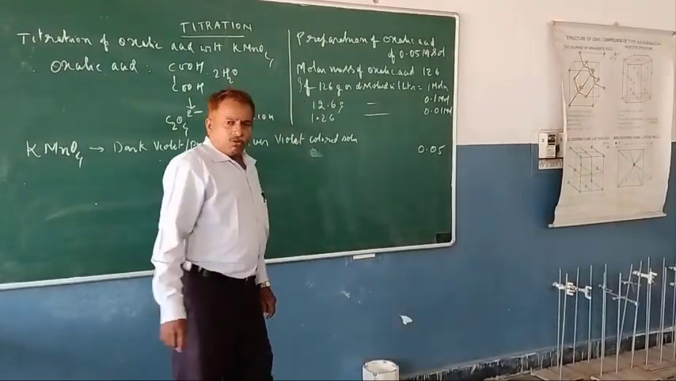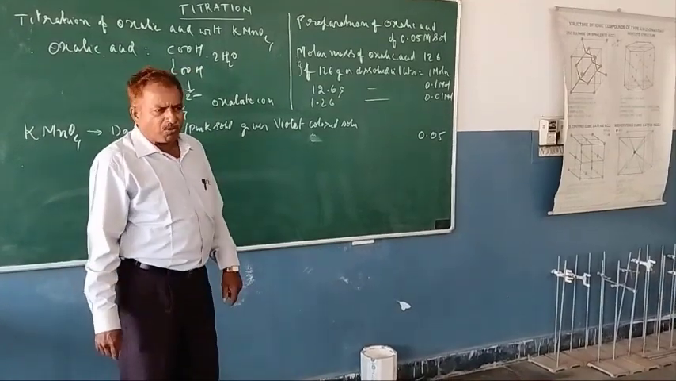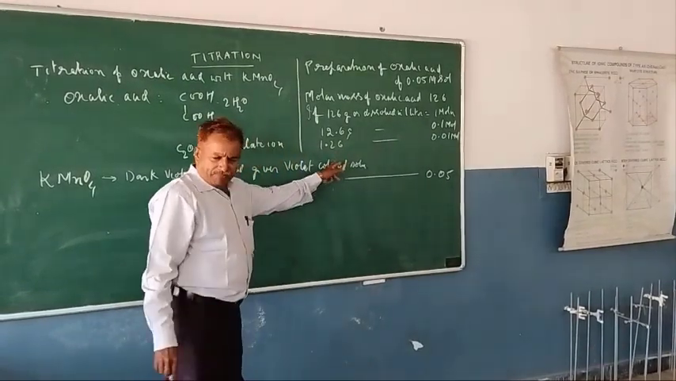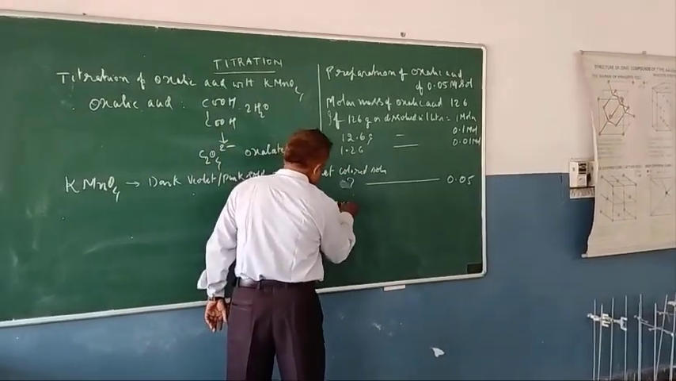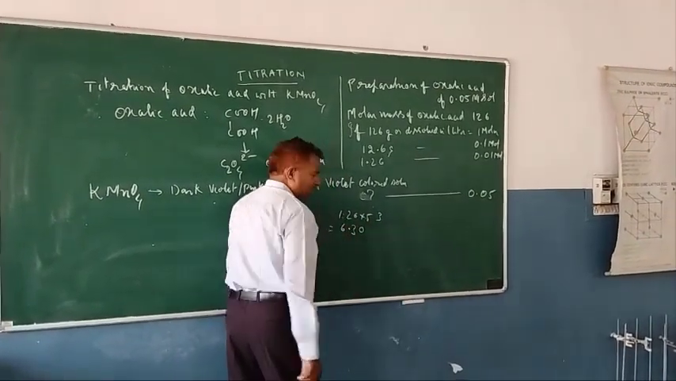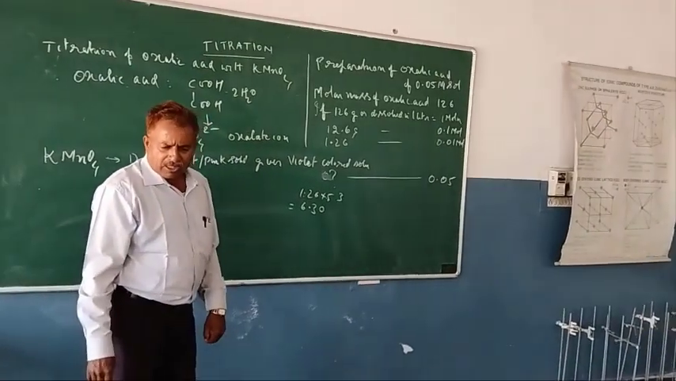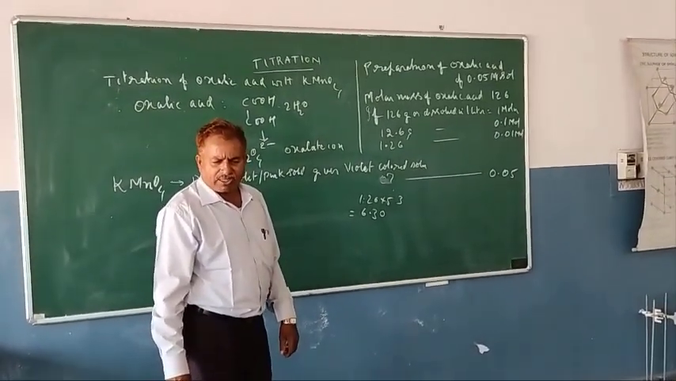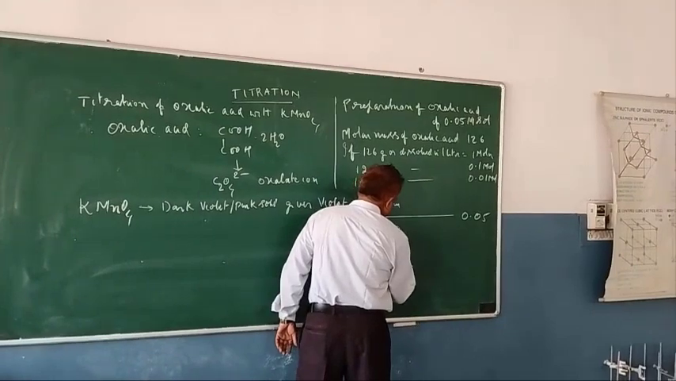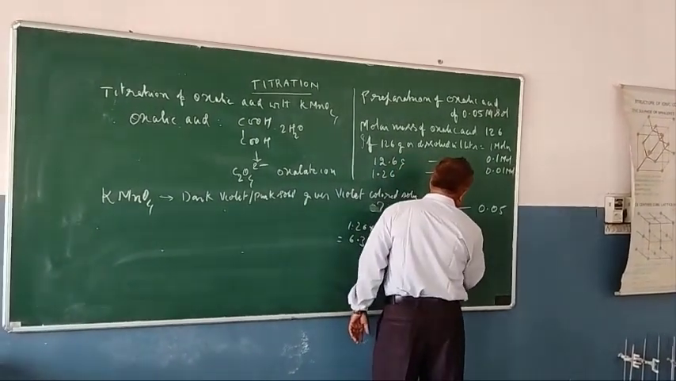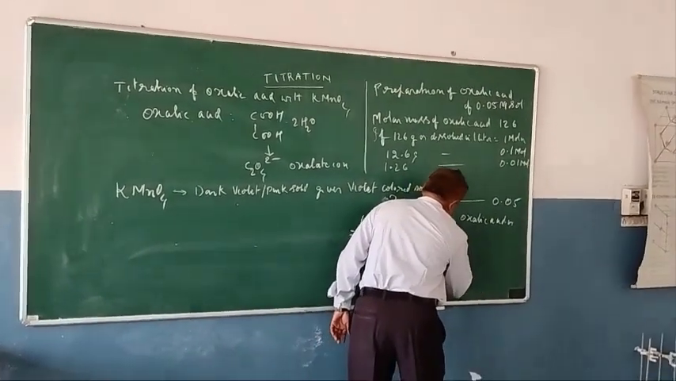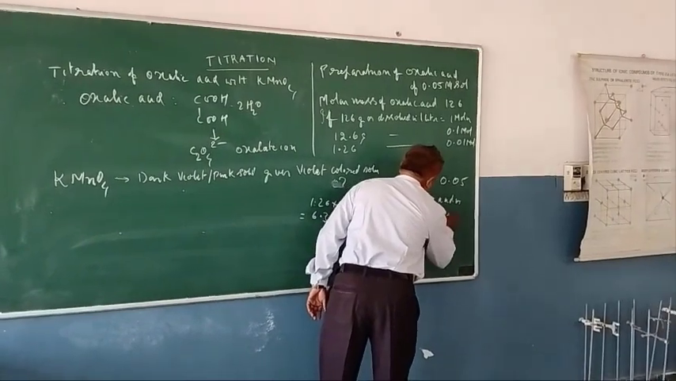Now let us prepare 0.05. To prepare 0.05 molar oxalic acid solution, how much amount of solute do you need? 1.26 into 5. How much is this? 6.3 grams. So 6.3 grams of oxalic acid is to be dissolved in 1 liter of solution.